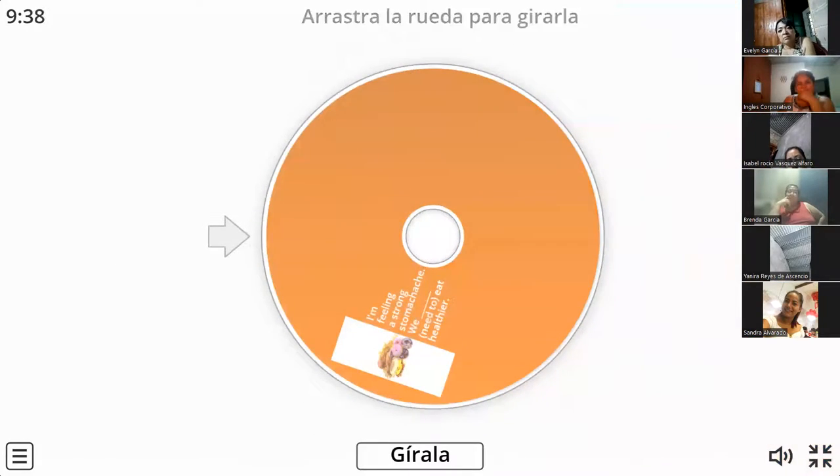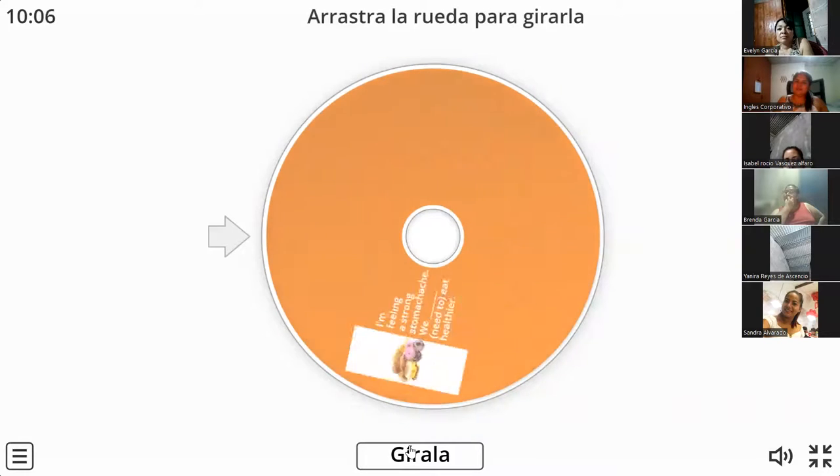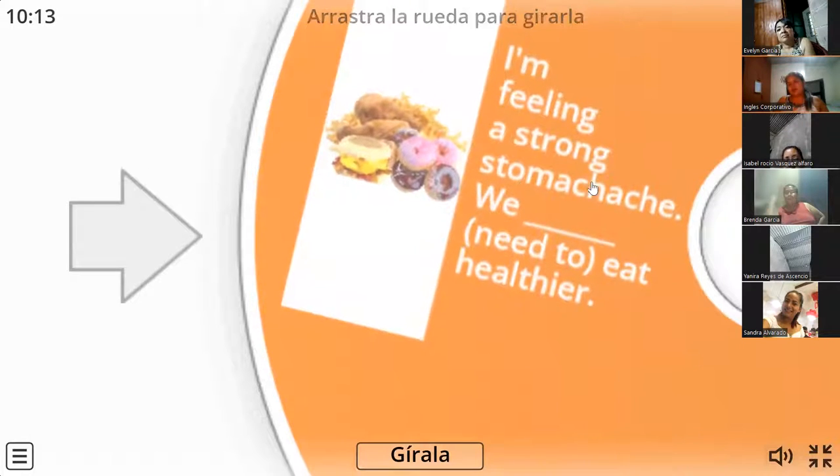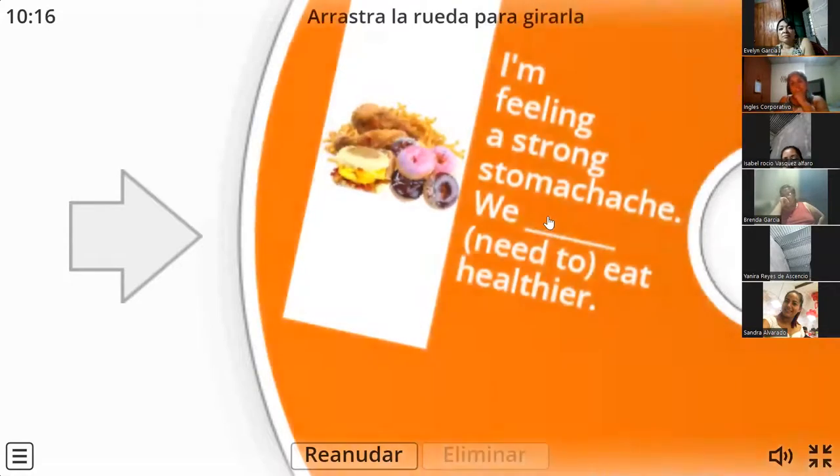Okay. I don't know. Sorry. Okay. I'm feeling a strong stomach. Okay. Me está doliendo mucho el estómago. We need to eat healthier. Vamos a ver. I am feeling a strong stomach. We need to eat healthier. Necesitamos comer más saludable, okay? That is healthier.